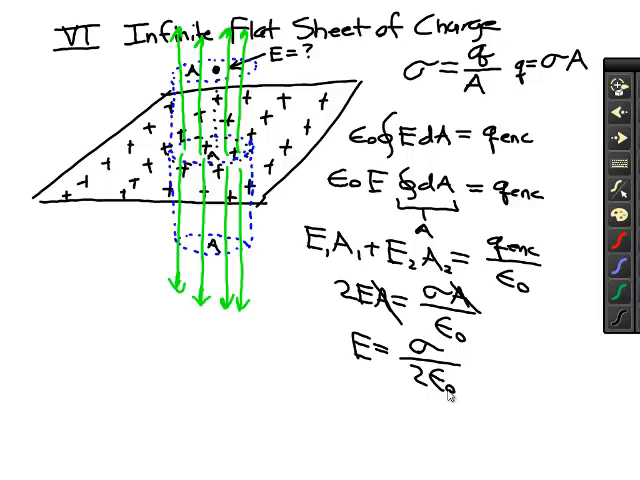Notice no distance. E is the same no matter what distance we are from the sheet. We could be 1 millimeter or 5 miles away. It doesn't matter. Why? Those E field lines are parallel to each other. Yes, ma'am.